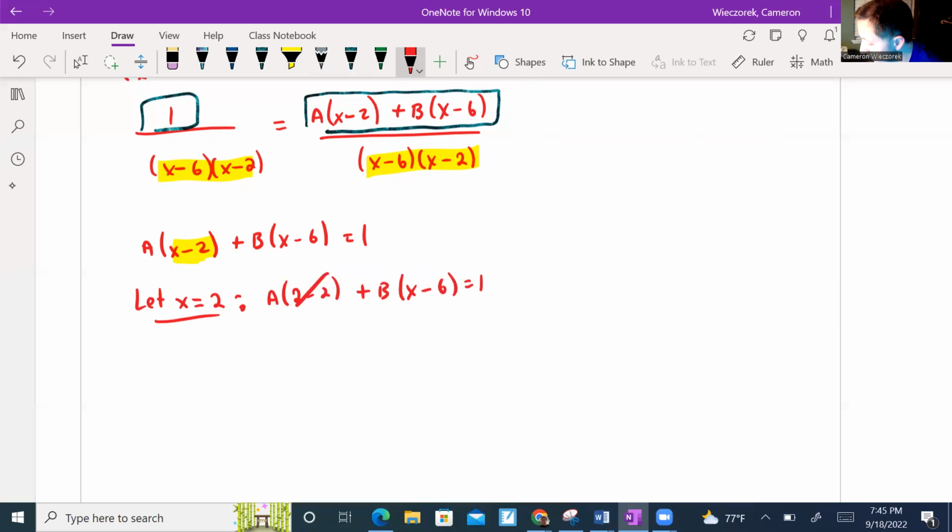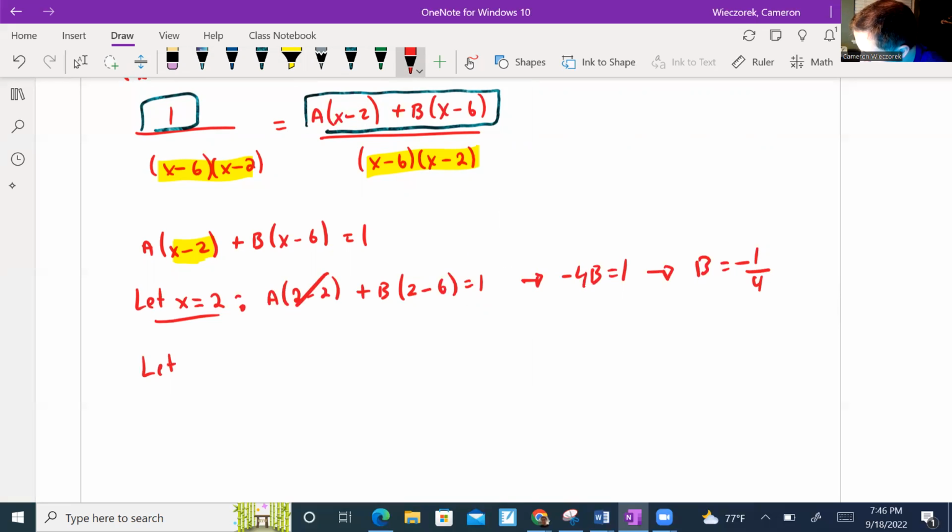That would give me 0. So I can solve for b. And I should actually plug in my 2 for x there, sorry. So everywhere I see x, I'm replacing x with 2. So this would give me negative 4b equals 1. Tells me that b would have to be negative 1/4.